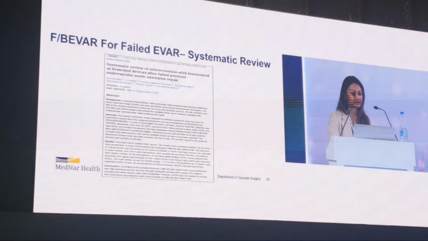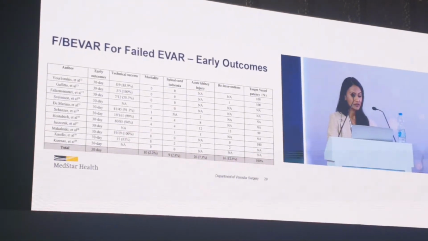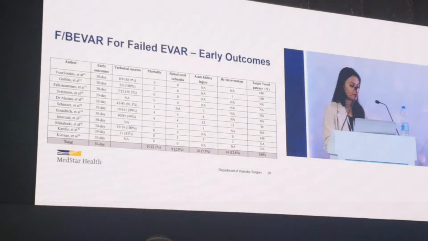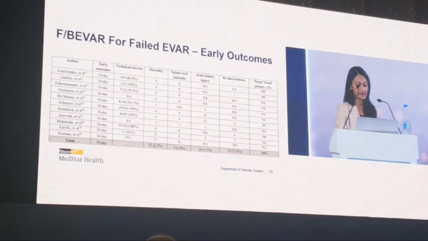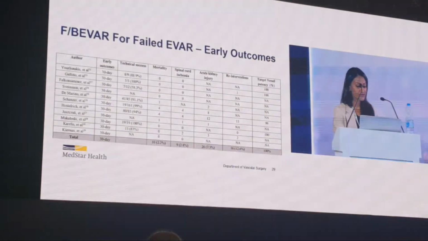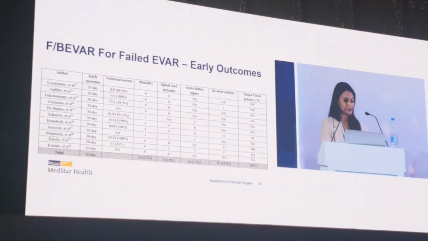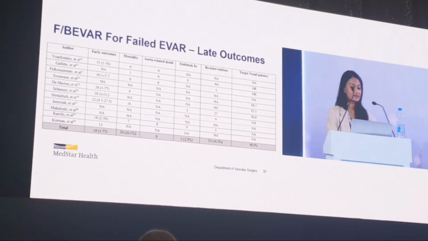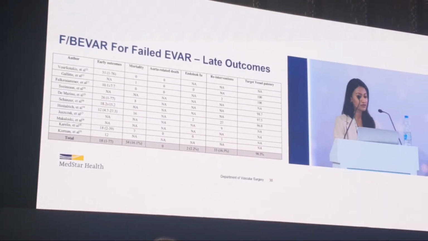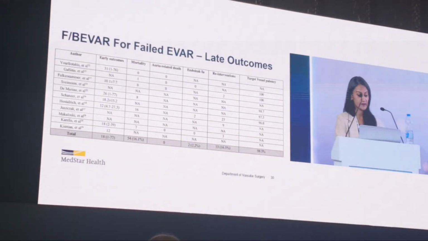Now, if you look at the systematic review that includes multiple studies, they had excellent success, with mortality at 2.2%, spinal cord ischemia at 2.8%, and reintervention rates at 13%. The target vessel patency is 100%. If you look at the outcomes for this group, they again had fantastic results with no aortic-related deaths, and the type 1A endoleak rate in this cohort was about 2% as well.